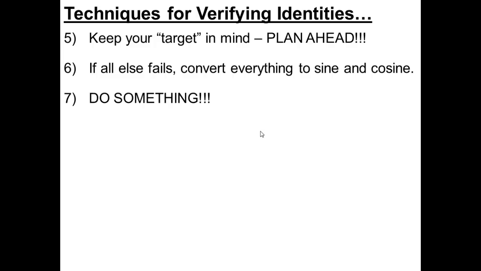If you think you know what you can do first, but you're not sure what you can do second, do that first step. Maybe that will make it more obvious what your second step is going to be. If you're staring at a problem for more than 10 seconds, just convert to sine and cosine.